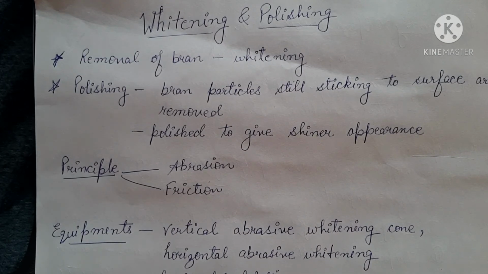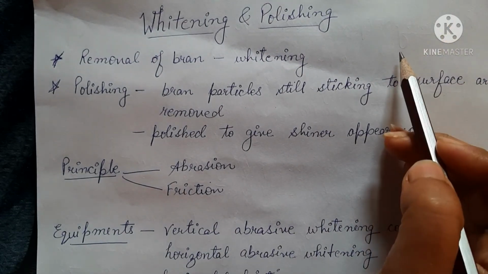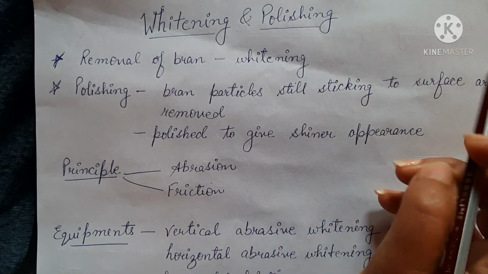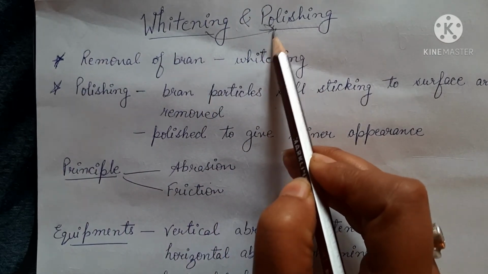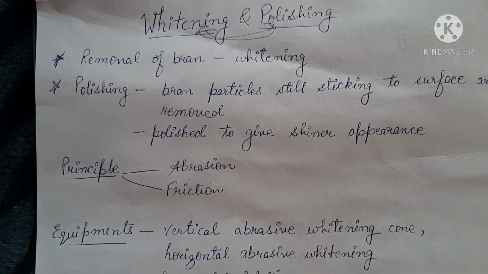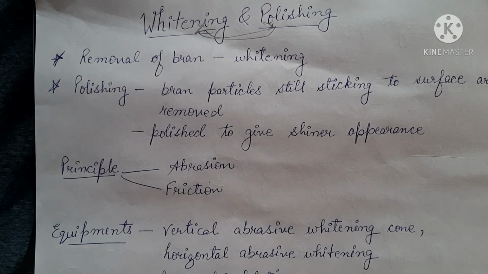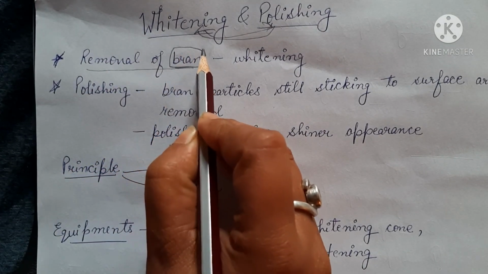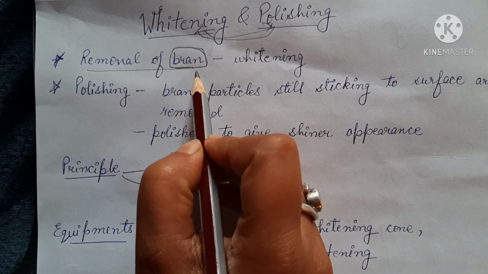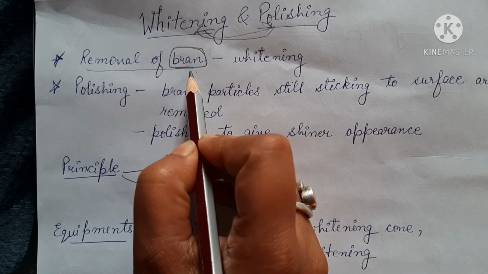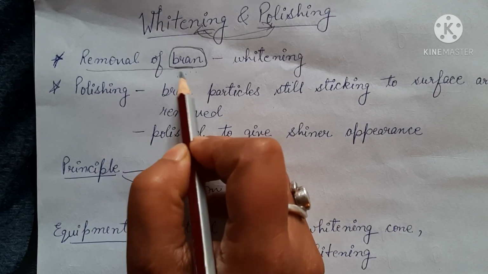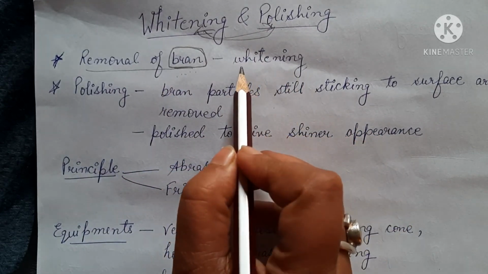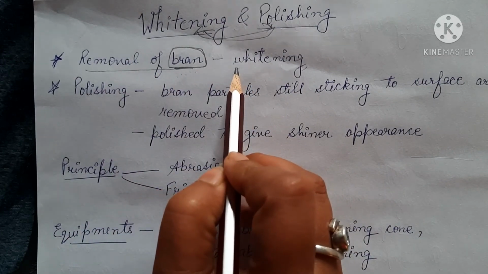So next we will talk about whitening and polishing. Usually many of you get confused or interchange the meaning between whitening and polishing, right? Whitening is done before polishing. Remember, whitening is done before polishing. What is whitening? Whitening is removal of bran. Bran is that part or layer of a rice kernel which contains all the nutrients like your vitamins, minerals, thiamine, phosphorus, all of these, right? When we remove this bran, the process is known as whitening.